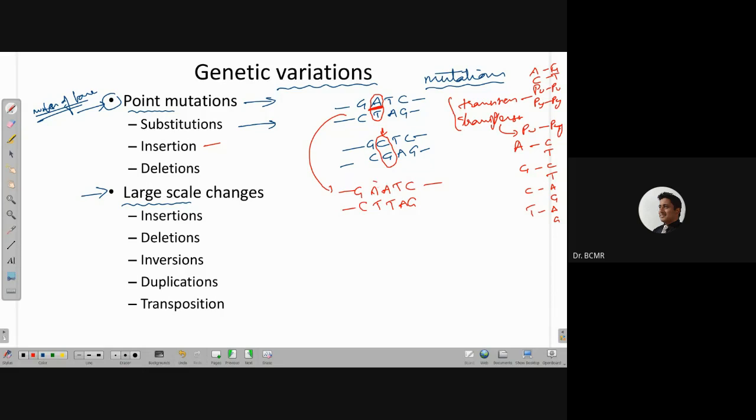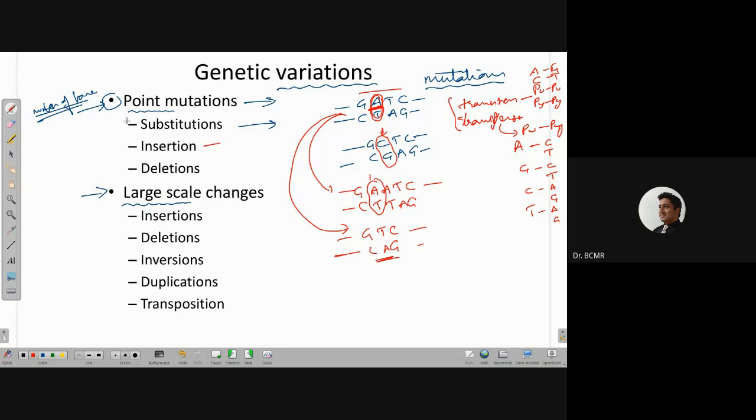There is a one base addition here, right? We only had GATC here, but now we have GAATC. That is an insertion, a small scale insertion. Deletions, if you are comparing from this sequence, would be something like this. The A that was present is missing. That is a deletion.